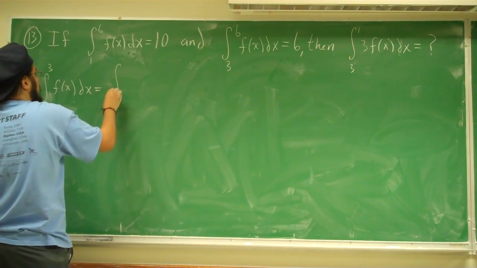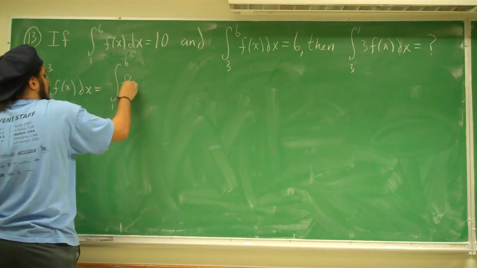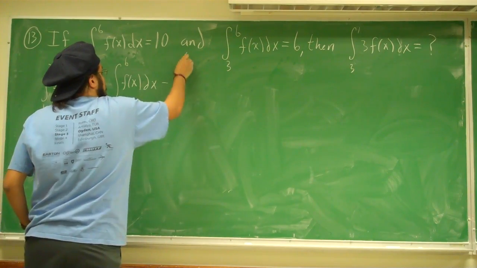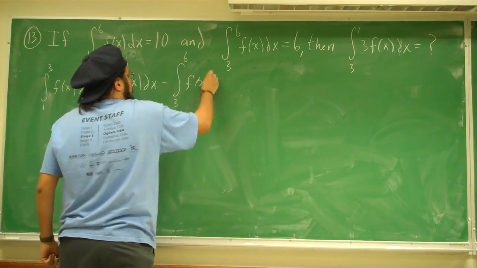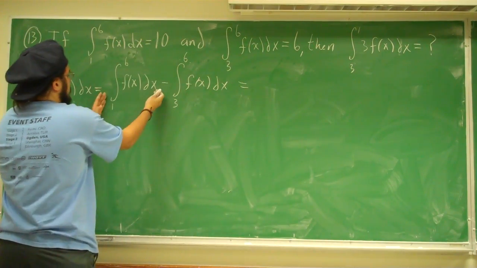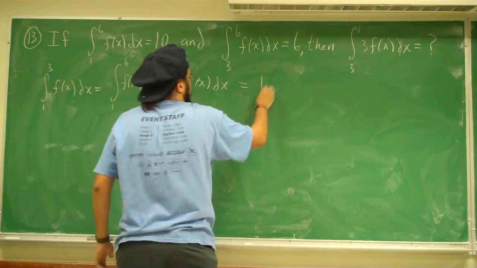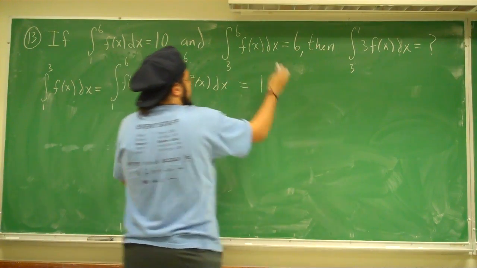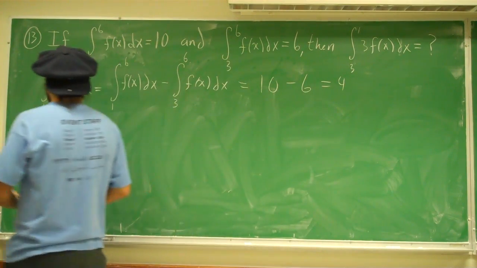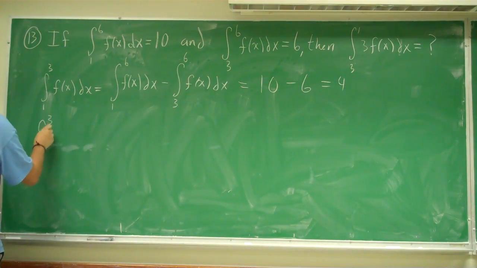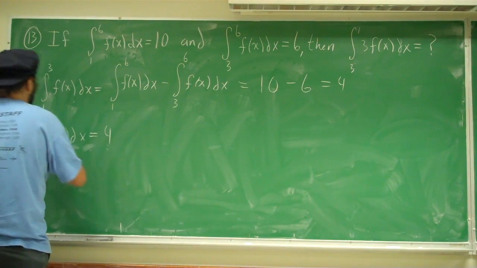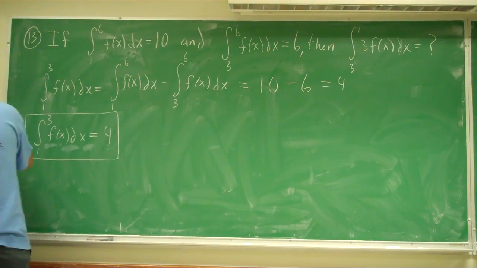So then, that's going to be the integral from 1 to 6 of f of x dx minus the integral from 3 to 6 of f of x dx. Okay, so this whole integral is 10, and this whole integral is 6. So we get 10 minus 6, and that's 4. Okay, so now we have that the integral from 1 to 3 of f of x dx is equal to 4. Okay, very important. So we have that.